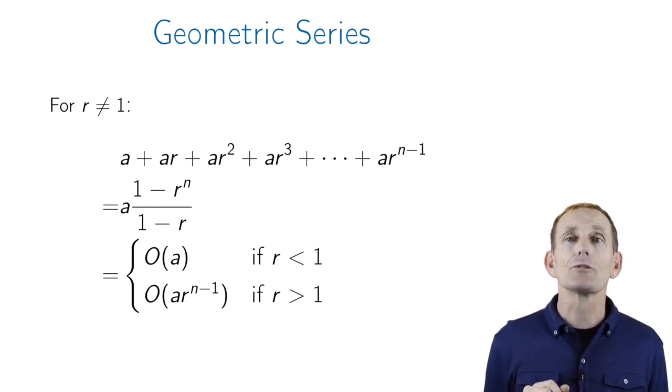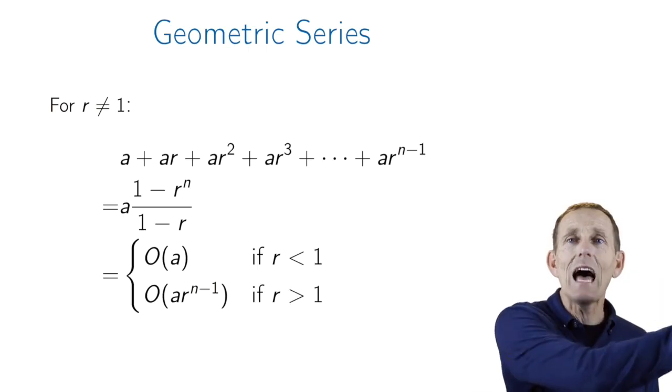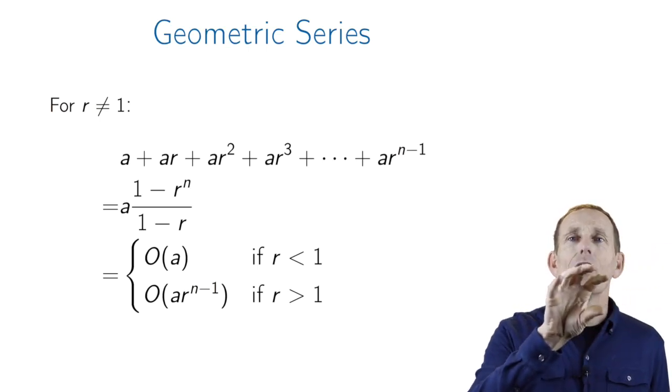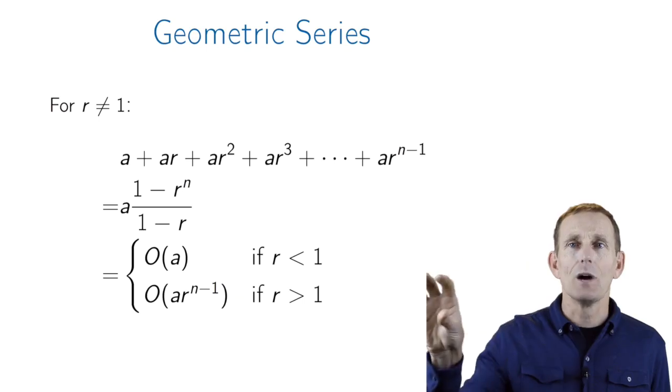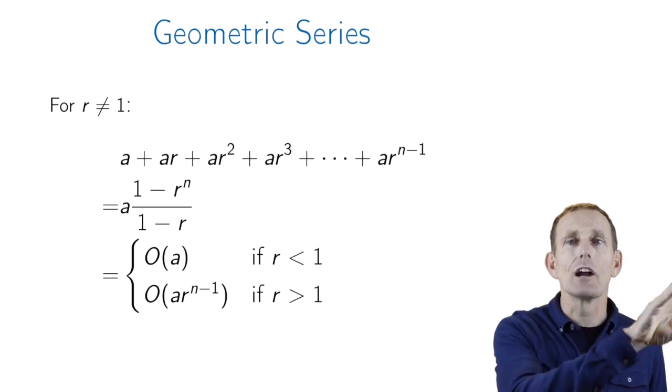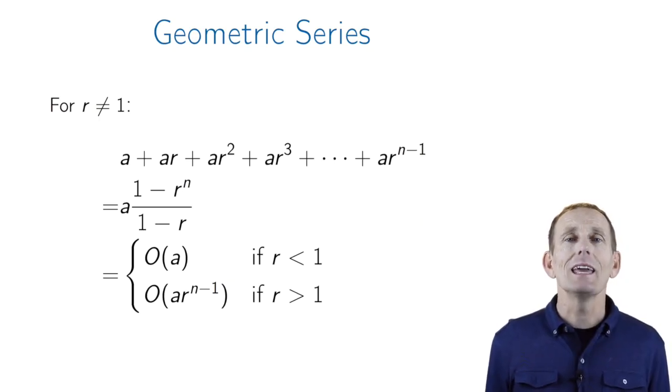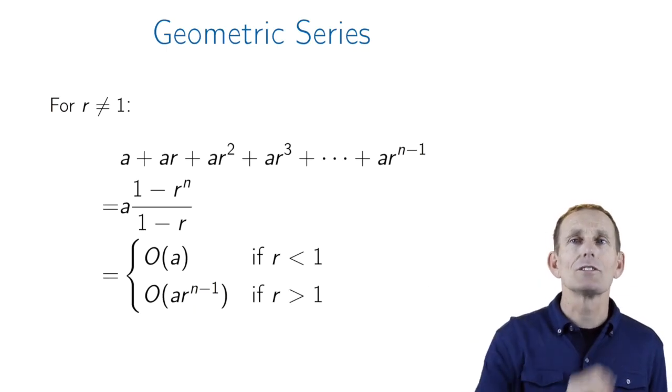If, on the other hand, r is greater than 1, then what matters is the very last term, because that's the biggest term, and all the previous ones are smaller and smaller. So it's smallest, larger, larger, larger, largest. And that largest term is a times r to the n minus 1. So in a geometric series, we care about either the first term or the last term, whichever one's bigger.